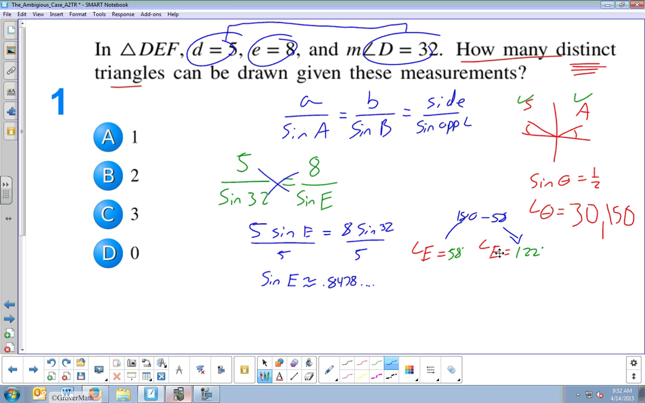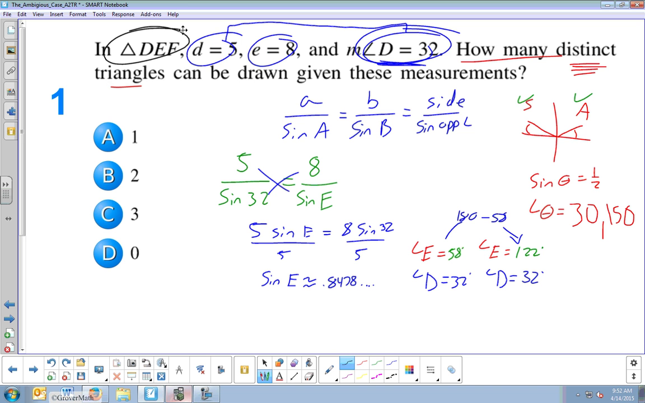All right, so how do we tell which angle E it is? And that's the stuff that makes it ambiguous. Sometimes it's both, sometimes it's just one of them. Well, we need to test them, and the way we test them is by using the angle we already have. We know that angle D equals 32 degrees, and that is a guarantee. We know angle D is definitely 32 degrees. How do we know that? The problem tells us that. It's definitely 32 degrees.